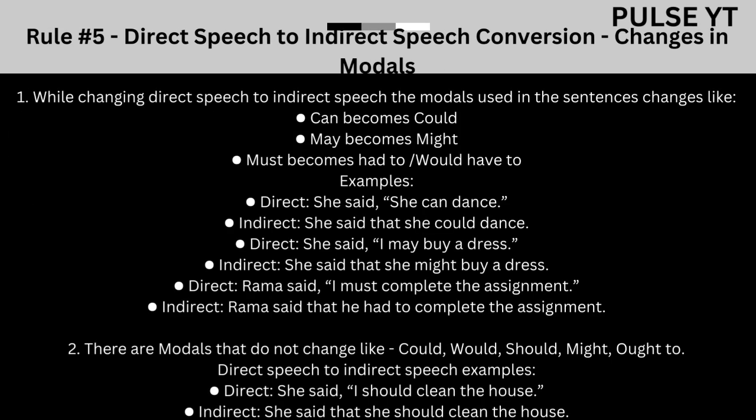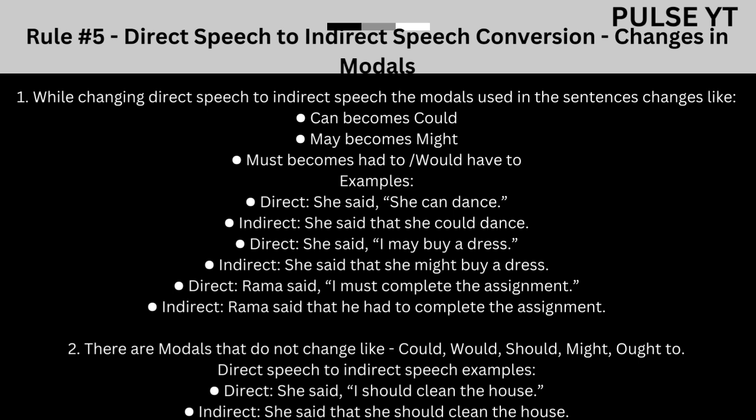Rule number 5, direct speech to indirect speech conversion, changes in modals. 1. While changing direct speech to indirect speech, the modals used in the sentences change: can becomes could, may becomes might, must becomes had to or would have to.